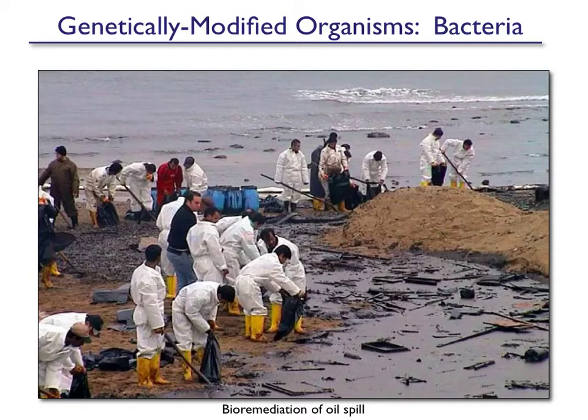One example shown here is for bioremediation of an oil spill. Bacteria has been modified to be able to eat oil, basically. It has the enzymes necessary to break down oil into smaller components, and so they can use this modified bacteria, release it into the environment to help clean up oil spills, and so that's called bioremediation. Bacteria don't naturally eat oil, so they have to be modified to do so.